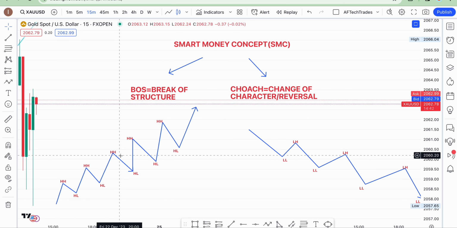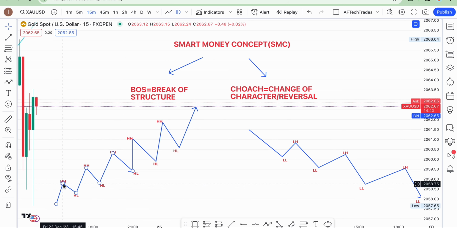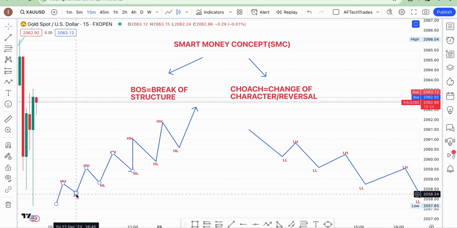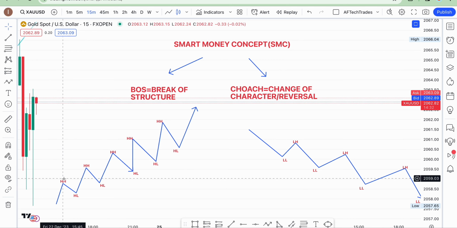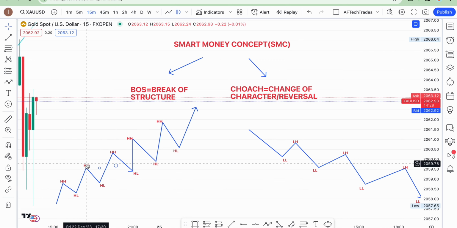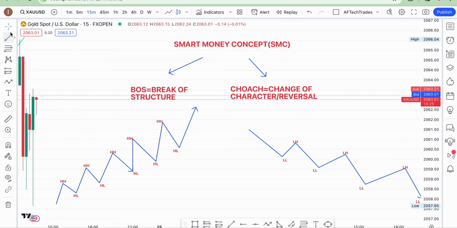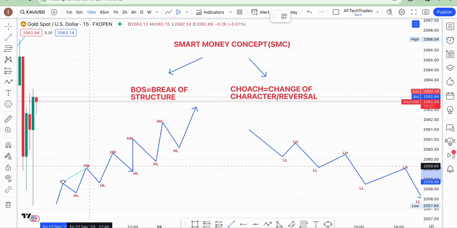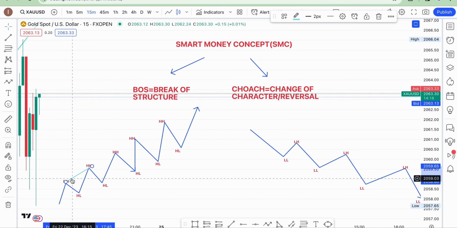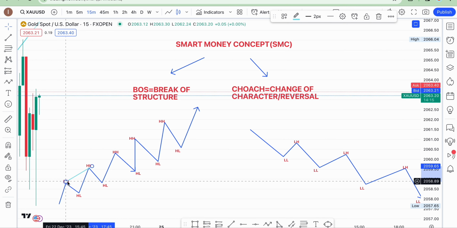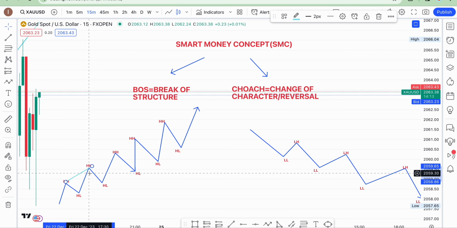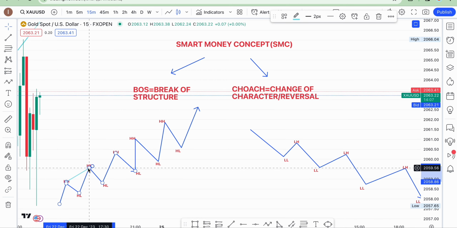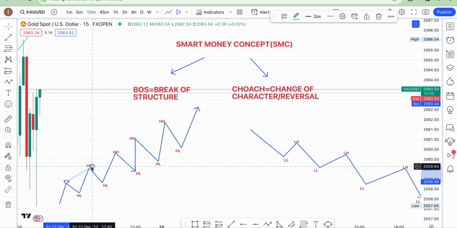How you know that there's a break of structure is because after forming a higher high and a higher low, it breaks through this higher high and goes above it here, right? You can see it breaks through it and goes above it like this, instead of maybe staying equal or below. Once it goes above it like this, we call it the break of structure.